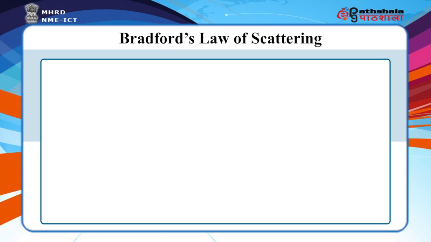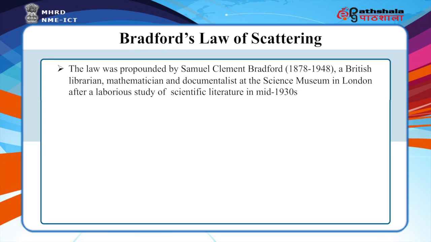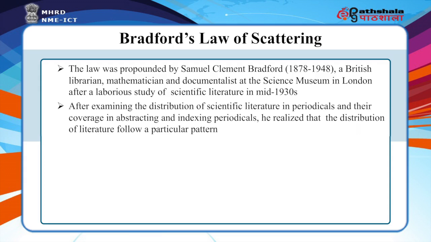Bradford's law of scatter. The law was propounded by Samuel Clement Bradford, a British librarian, mathematician, and documentalist at the Science Museum in London, after a laborious study of scientific literature in the mid 1930s. After examining the distribution of scientific literature in periodicals and their coverage in abstracting and indexing periodicals, he realized that the distribution of literature follows a particular pattern.